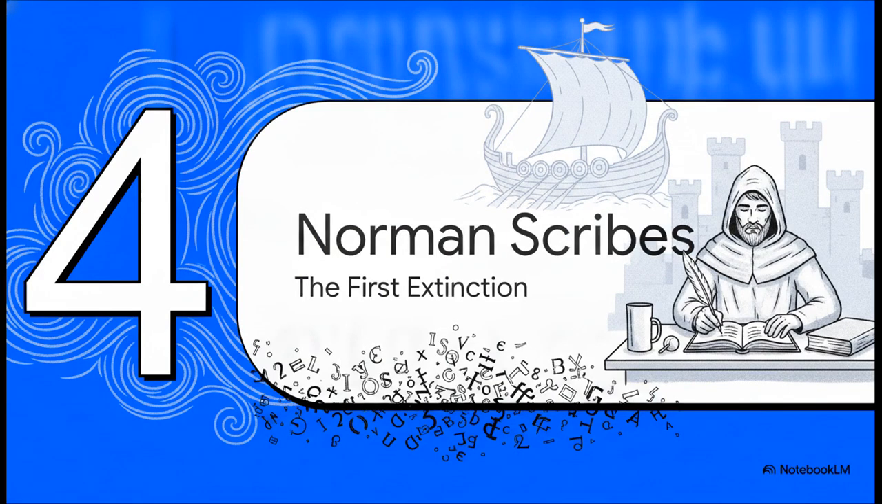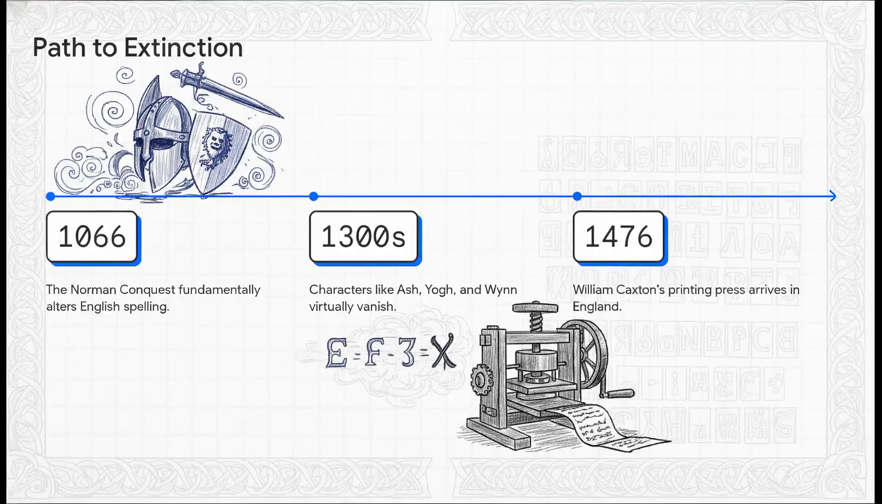And that brings us to Section 4, the Norman scribe influence, the first extinction. Unfortunately, this golden age of creative spelling couldn't last forever. A foreign conquest was about to trigger our first mass extinction event.